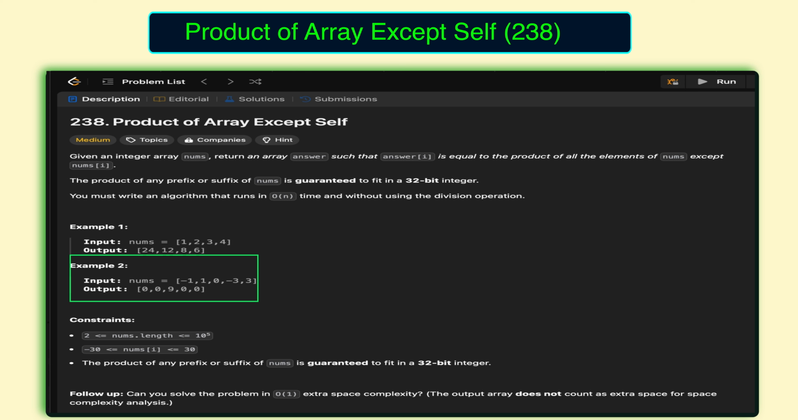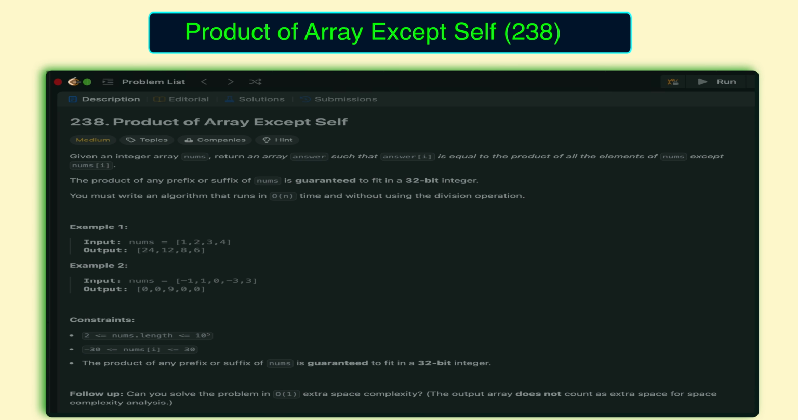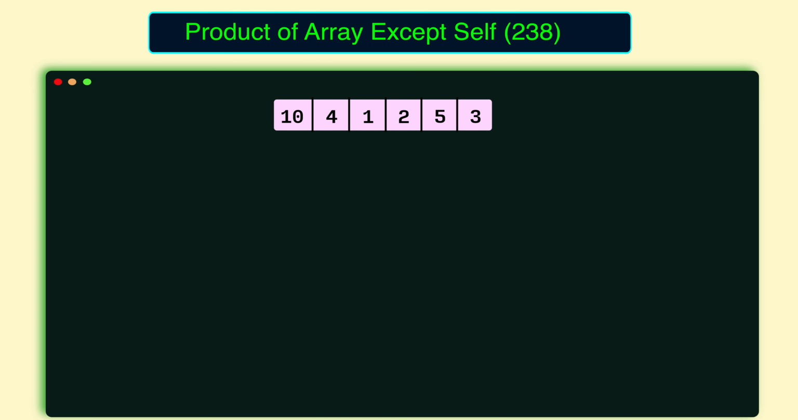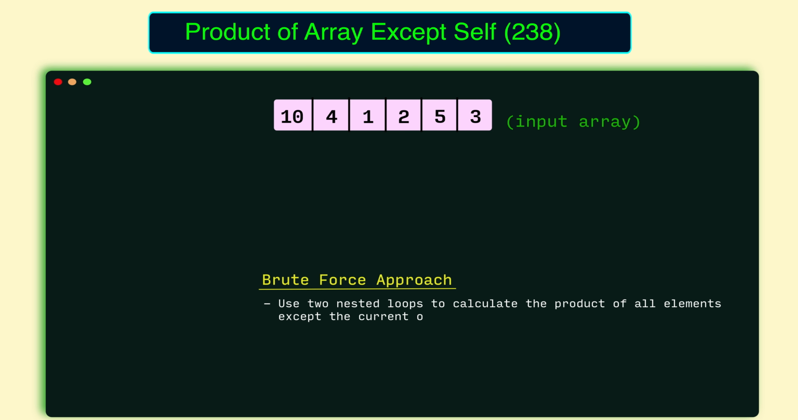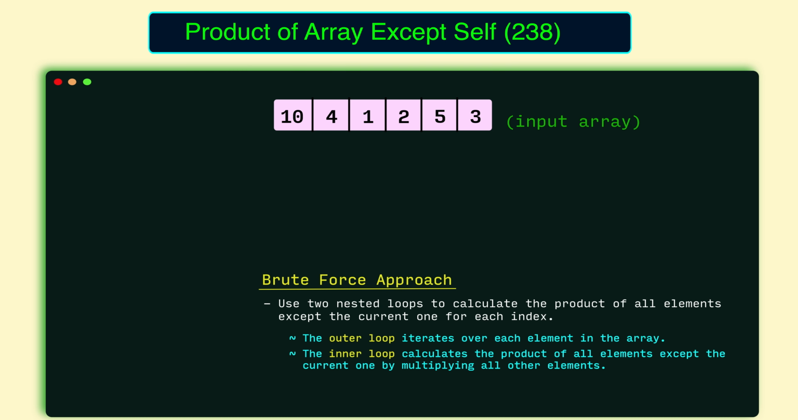Let's start by thinking through a naive approach and then we'll gradually optimize our solution to achieve a time complexity of O(n). I'm taking a sample input array with 6 elements, that is 10, 4, 1, 2, 5 and 3. As a brute force or naive approach, we can calculate the product array using 2 loops. The outer loop iterates over each element in the array, and then using the inner loop, it calculates the product of all elements except the current one by multiplying all the other elements. This is a very straightforward approach, but of course, due to nested loops, it will have O of n squared time complexity. You can go through the visualization of this solution for your understanding.